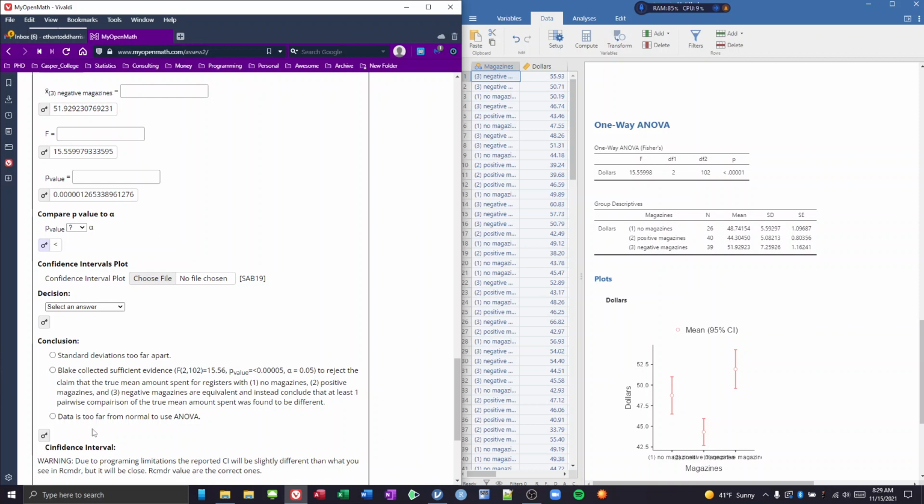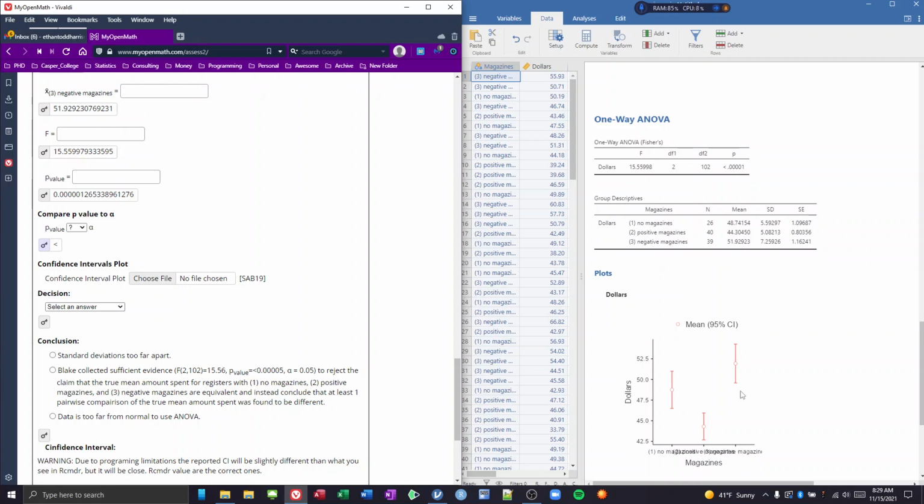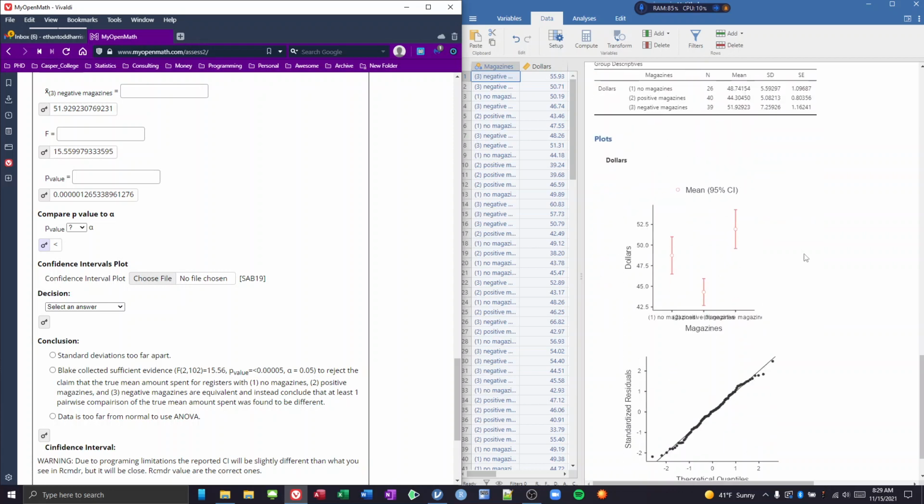Okay, so then we want to actually look at our confidence interval plot. If we want to attach that or anything, that is what this little guy is. So in order to attach it, you can just take a picture of it and paste it in. So that's our confidence interval plot. And our decision here is going to be rejecting the null because our p-value is less than our alpha level.